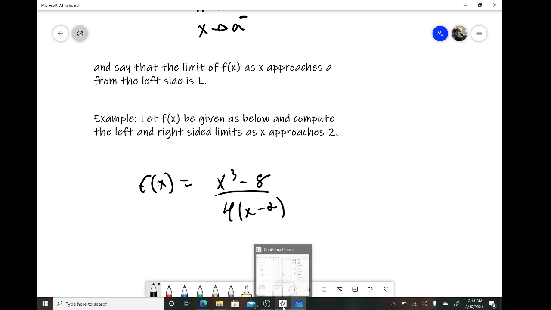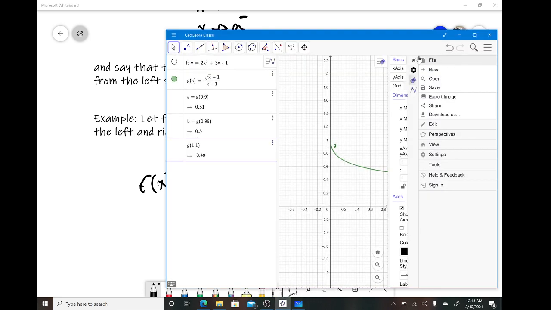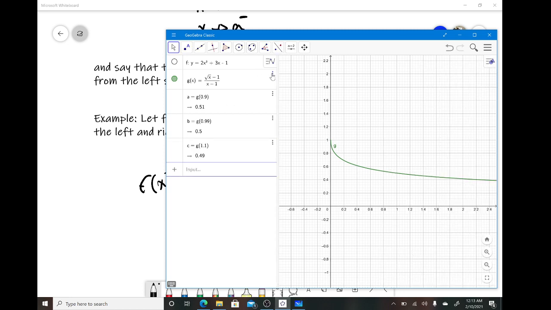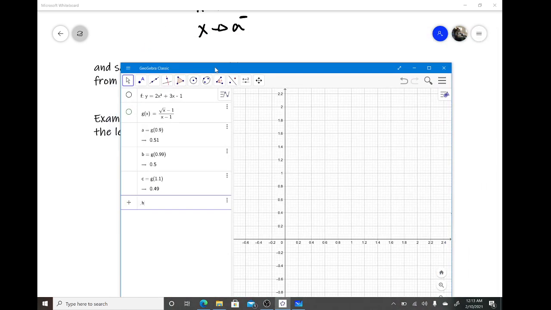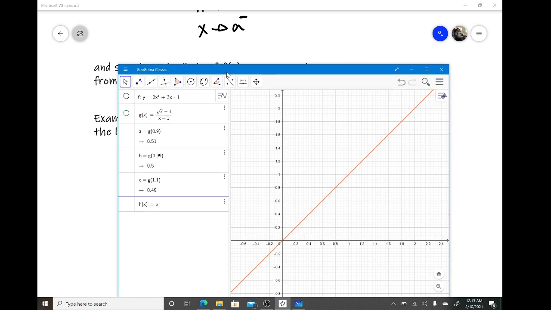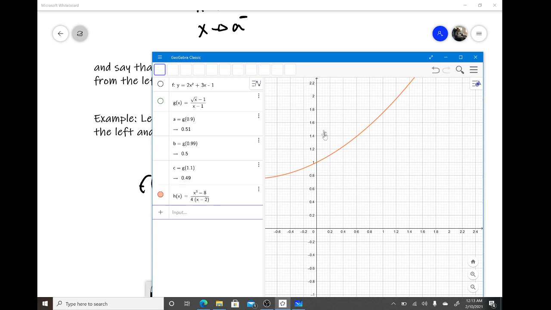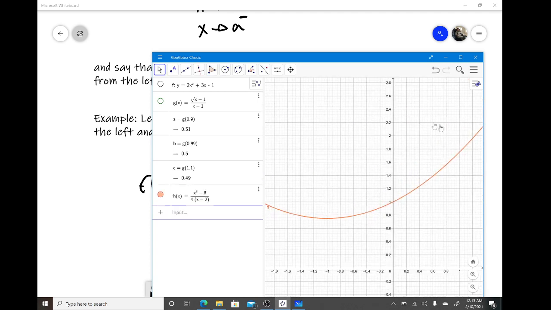So let me just quickly plot that so you could have an idea of what we're dealing with here. Let me close this. Let me actually remove this as well. So we have, and I'm going to call this h, since I already used the other ones, x cubed minus 8 divided by 4 times x minus 2. Okay, so we have our function here. This is how it looks.